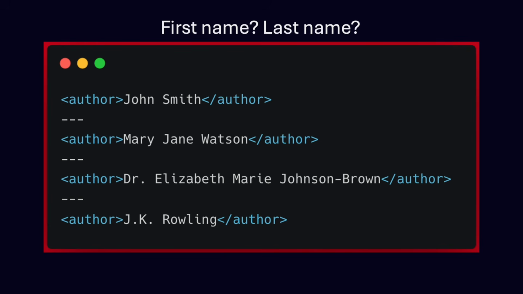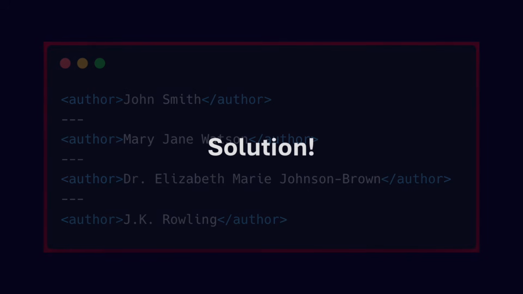Some have middle names, some don't. Some have titles, some use initials. I'm spending way too much time figuring out which part is the first name and which part is the last name. There has to be a better way to do this. Here's my solution. Instead of one generic author tag, I want to be more explicit. I want to capture different subparts of that information separately.